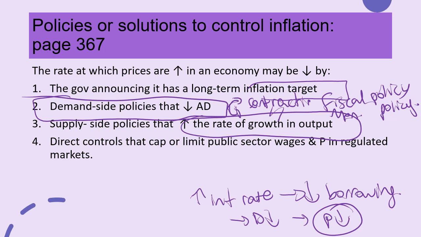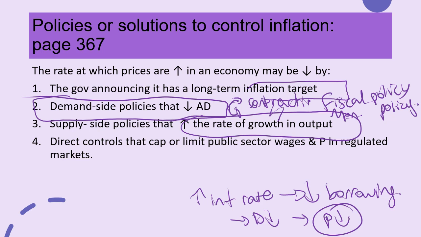So at that point, if they use supply side policies, for example, they would be giving subsidies to firms. When they are giving subsidies to firms, the firms will be able to sell their products at a lower cost. So the prices will be decreasing. This is one example.